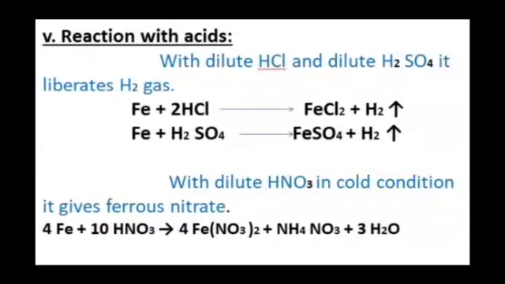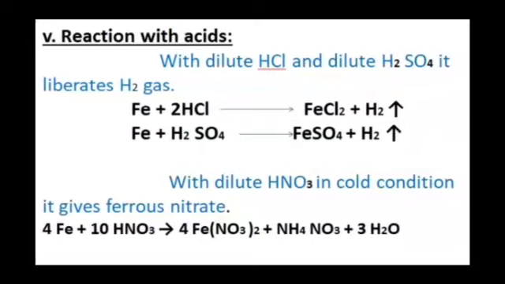Next, reaction with acids. With dilute hydrochloric acid HCl and dilute sulfuric acid H2SO4, hydrogen gas will be liberated. Generally, when metals react with acids, they will liberate hydrogen gas. First, reaction with dilute hydrochloric acid. The equation is iron Fe plus dilute hydrochloric acid HCl will give ferrous chloride FeCl2 plus hydrogen gas. Reaction with dilute sulfuric acid. The equation is iron Fe plus dilute sulfuric acid H2SO4 will give ferrous sulfate FeSO4 plus hydrogen gas.